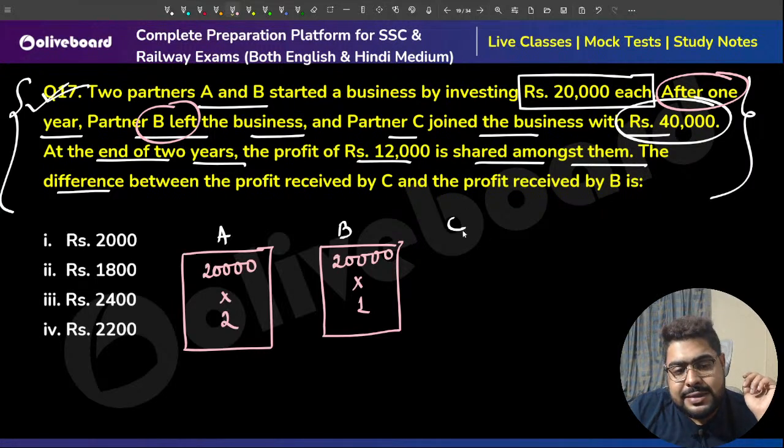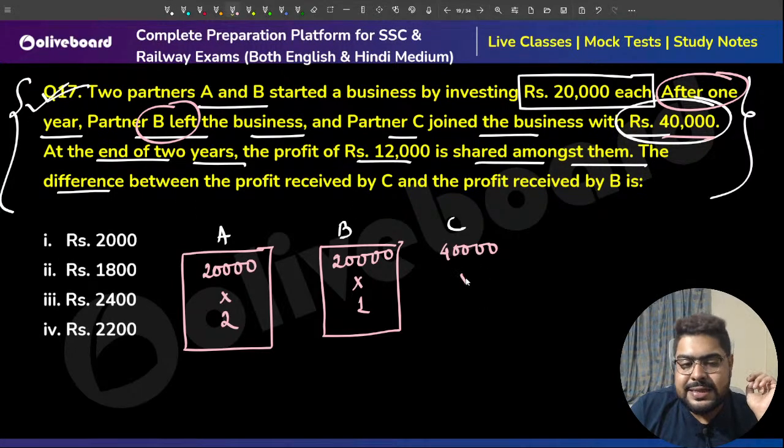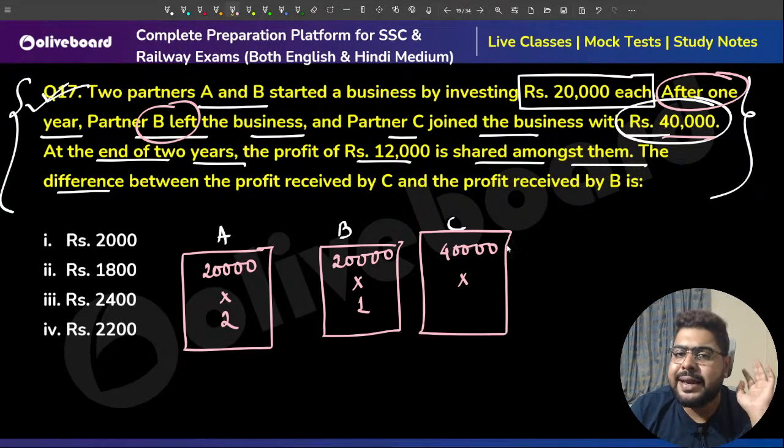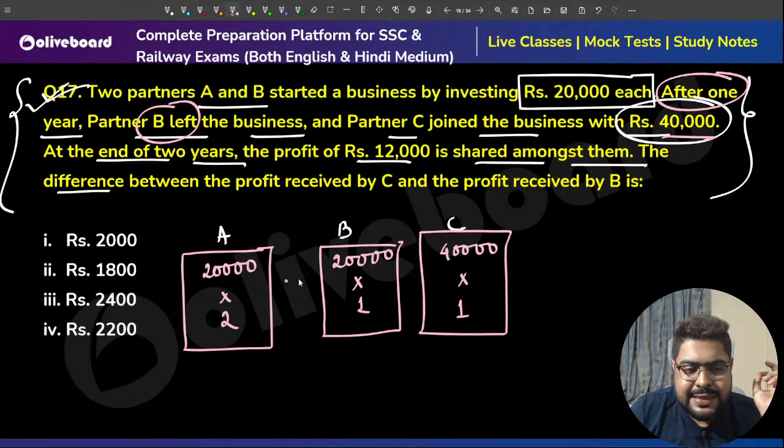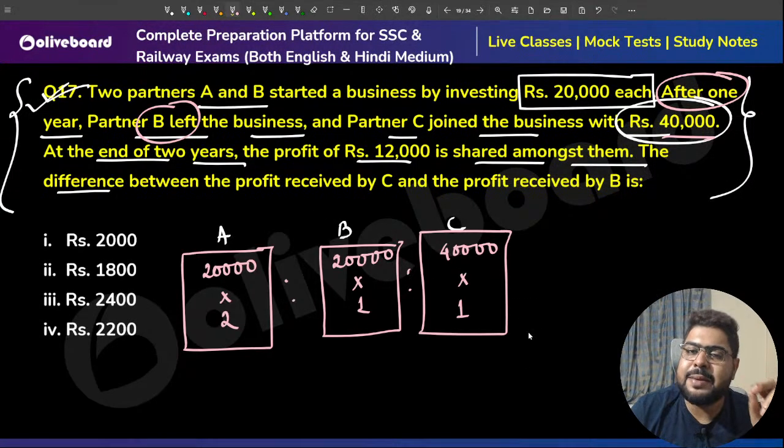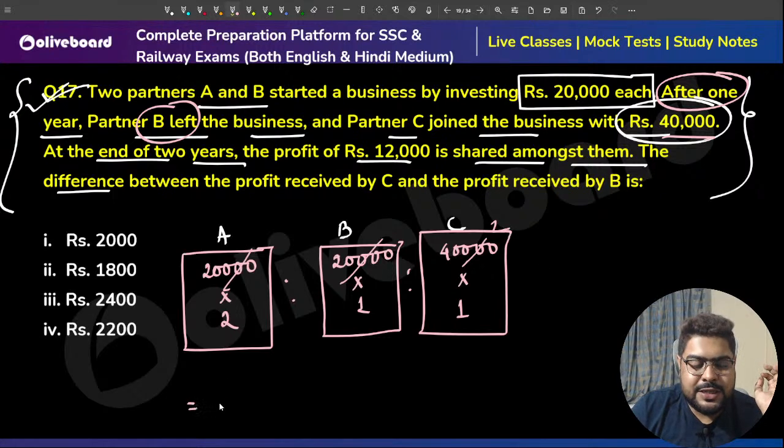Now partner C joins from the second year onwards with 40,000 rupees. For how many years? Our total business was for 2 years. Partner C joined 1 year late, so his money will be there for 1 year. That is the simple profit sharing ratio. So 20 into 2, 20 into 1, 40 into 1, so this is 2:1:2, sir.